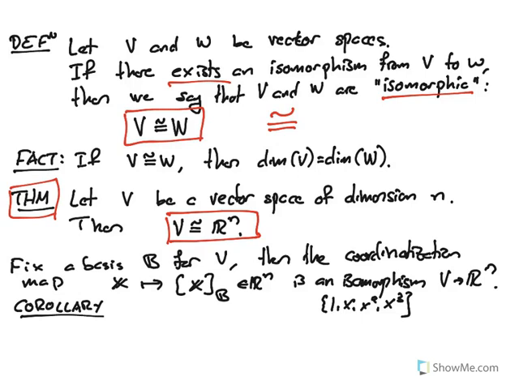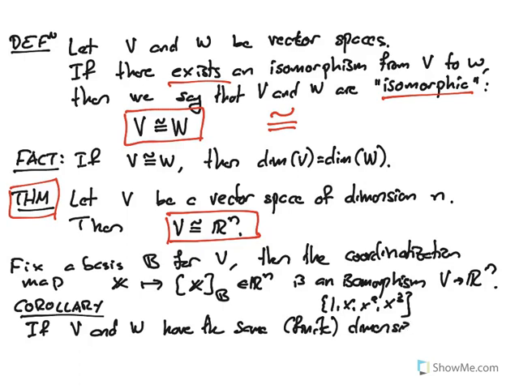So as a corollary of this theorem, you also know that if V and W have the same dimension, and here I'm assuming finite dimension, then they are necessarily isomorphic, because they're both isomorphic to Rn.